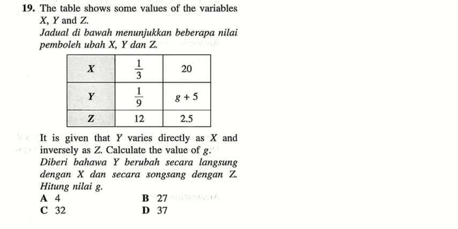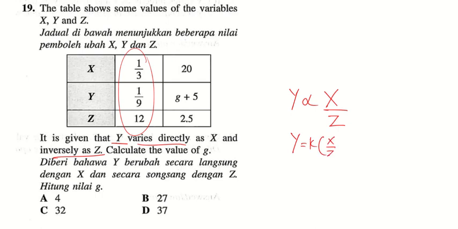Okay, number 19. This is one set of information given. Y varies directly as x, inversely as z. Okay, first thing is what? Find the value of k. Y equals 1/9, x equals 1/3, z equals 12. So get the value of k. 12/9, then times 3. K equals 4.